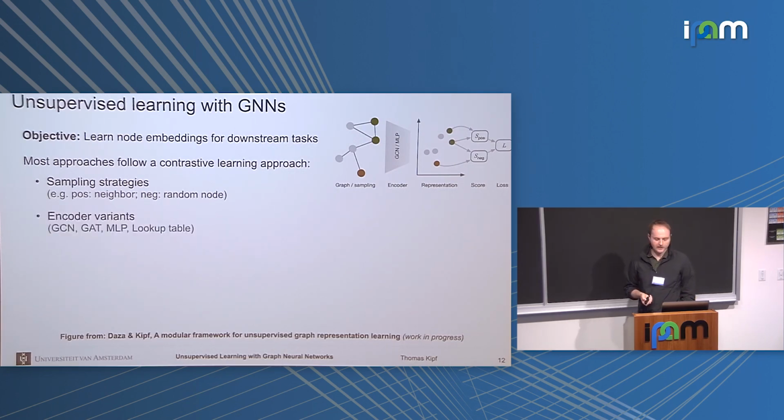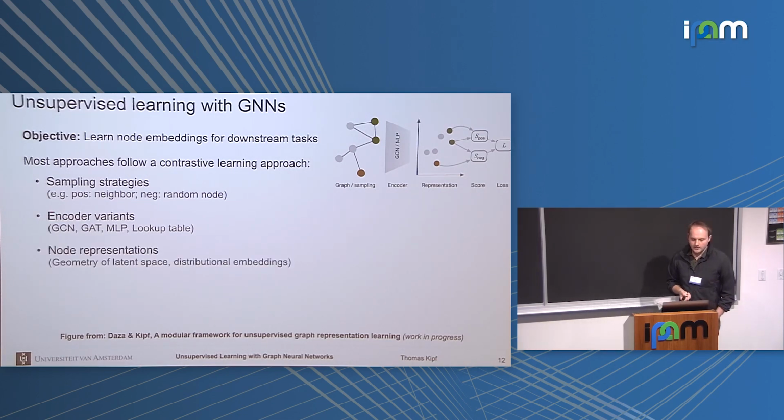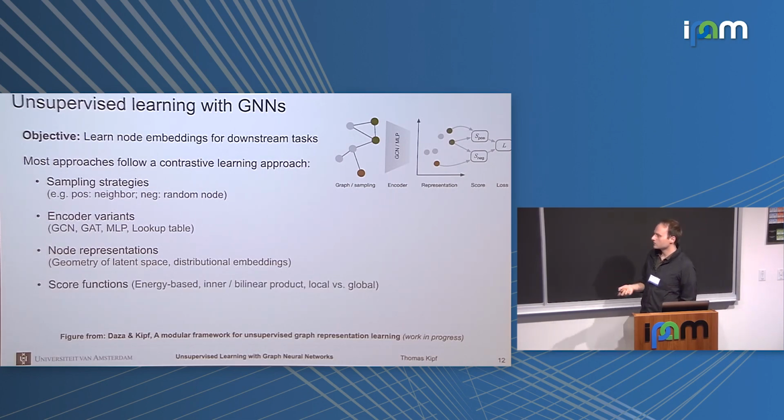Or for different encoder variants, you can use a graph convolution network or something with attention or an MLP, or you can use a lookup table if you don't have any node features, basically an embedding feature. In terms of node representations, you can change the geometry of the latent space, or you can use distributional embedding. You can embed things as Gaussian distributions or point clouds. And you have a lot of flexibility in also choosing the score functions.